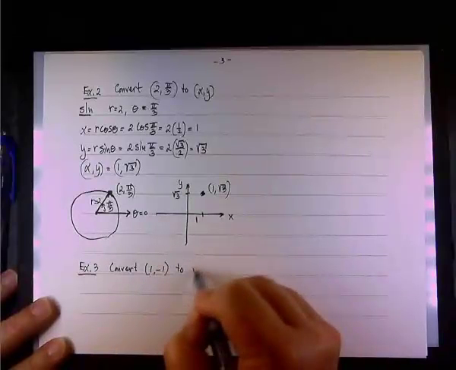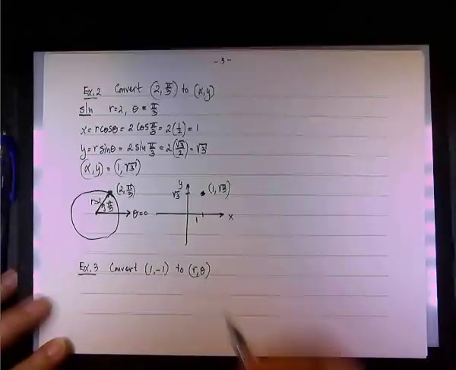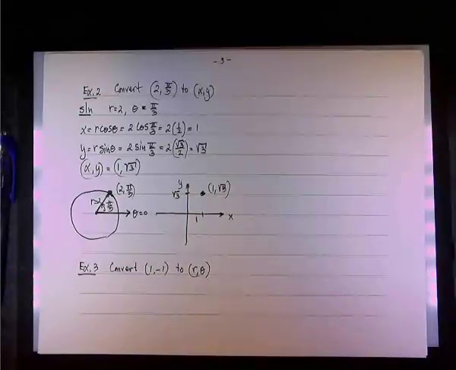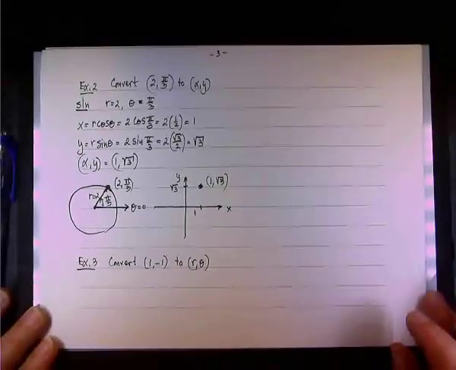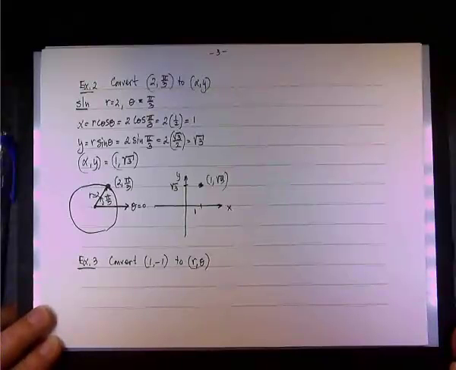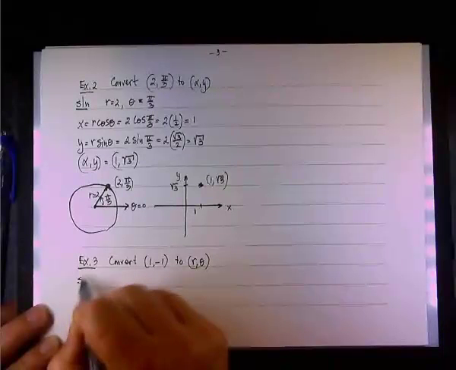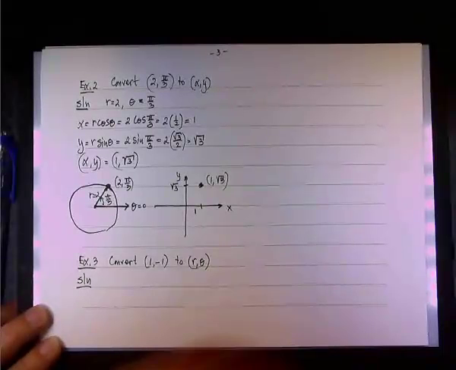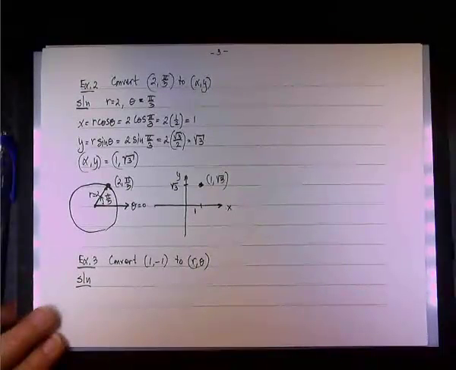Let's convert (1, -1) to r theta. And remember, in r theta, we will have more than one coordinate pair. As we said, a point is not defined uniquely. So what is the solution?